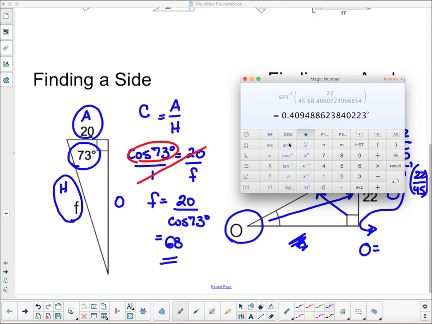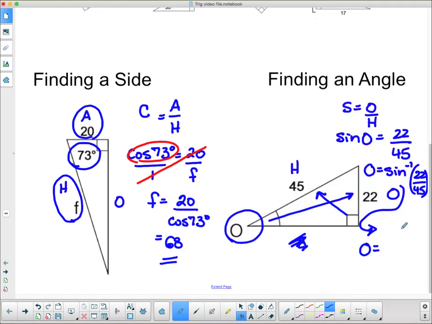Second sine of 22 over 45. 22 divided by 45. That's better. Equals, there we go, 29 degrees. My calculator even puts a little degree on it for me because it knows that when you use the second button, you're finding an angle. So this is 29 degrees.